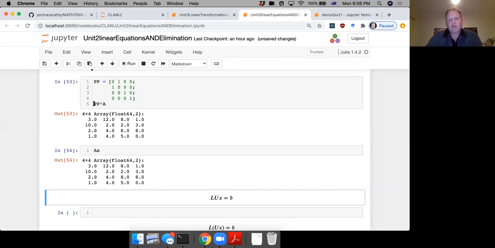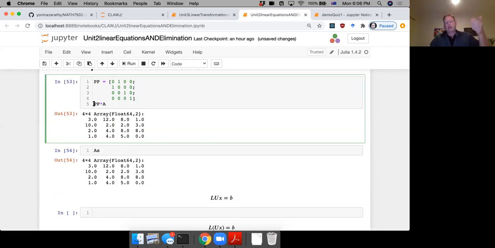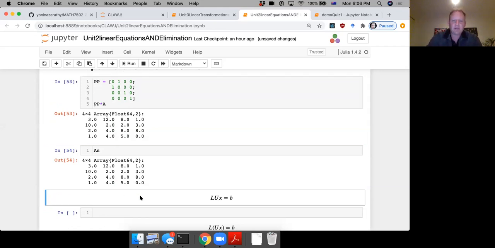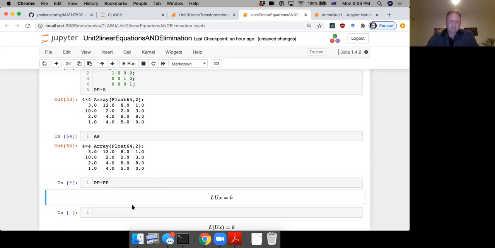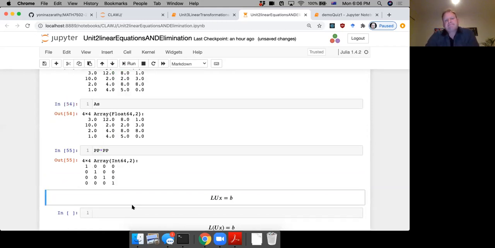What if I multiply again by this permutation? This permutation only had a switch of two rows, right? So if I multiply by it again, it's its inverse. The inverse of a permutation matrix that just switches two rows is itself. So PP times PP in this specific case is the identity.